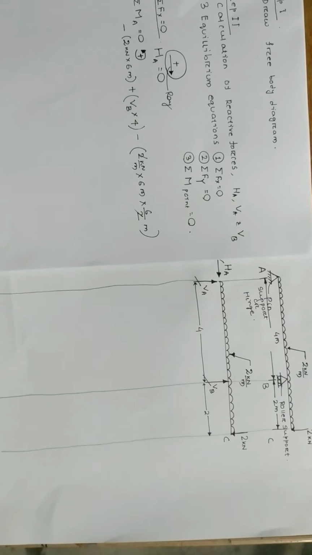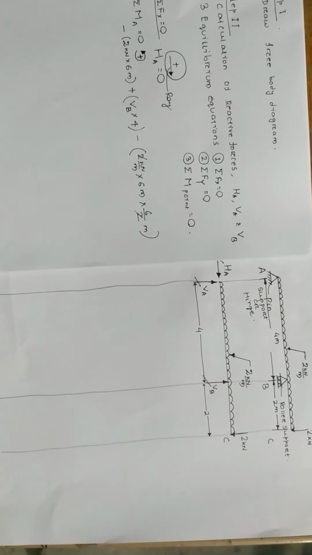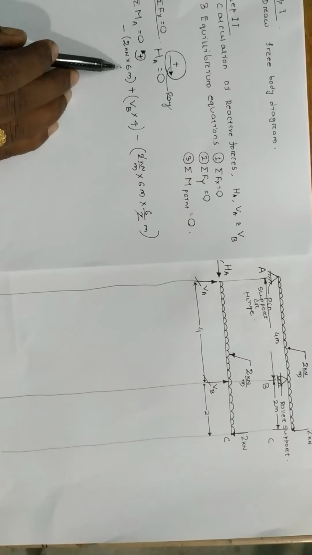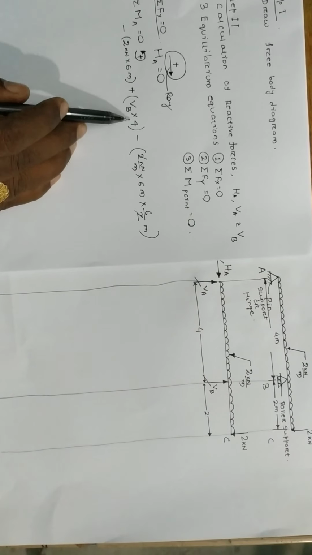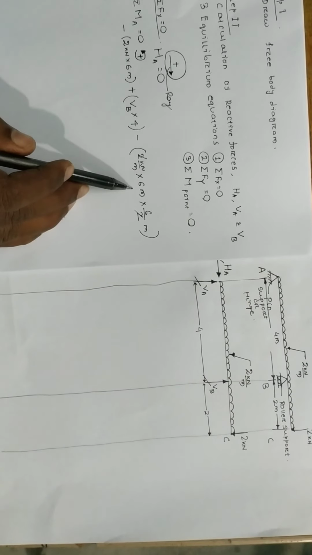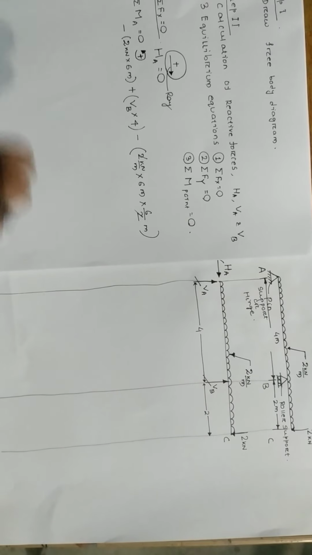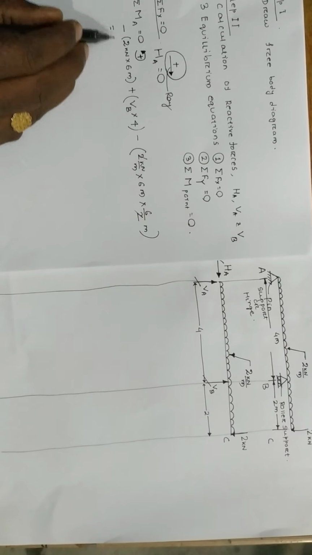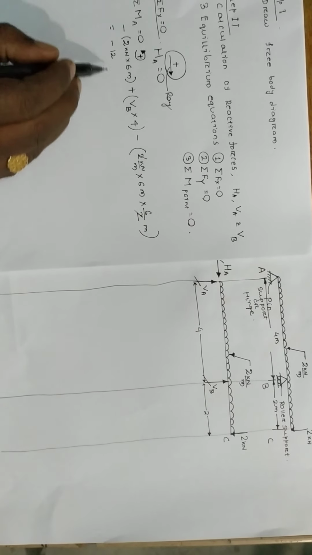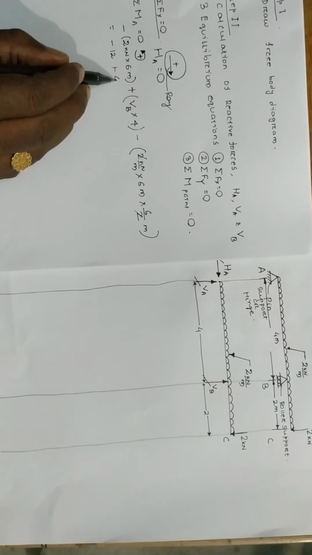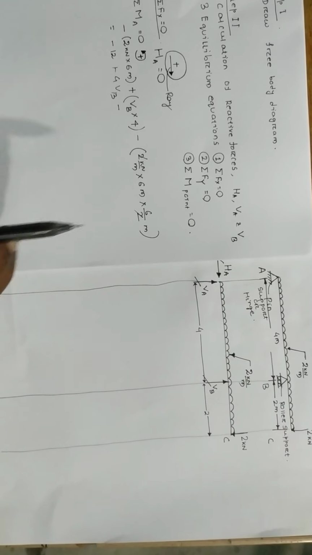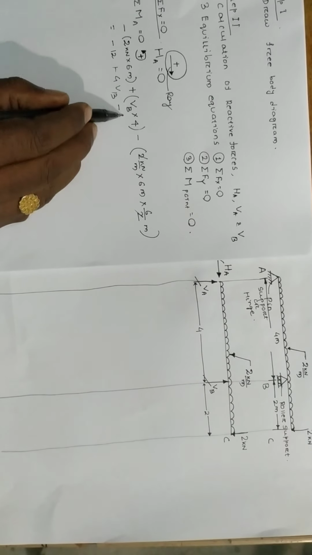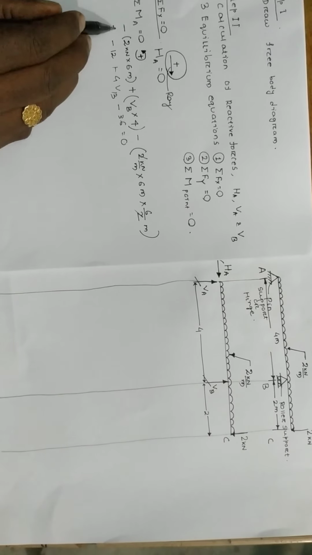This is called homogeneous from the units point of view. You see, this is kilonewton meter, this is kilonewton meter, and this obviously is kilonewton meter. So these three terms are homogeneous from the units point of view. So we are correct. These small things we must take care of. So this will be minus 12 plus 4 VB minus 36 is equal to 0.